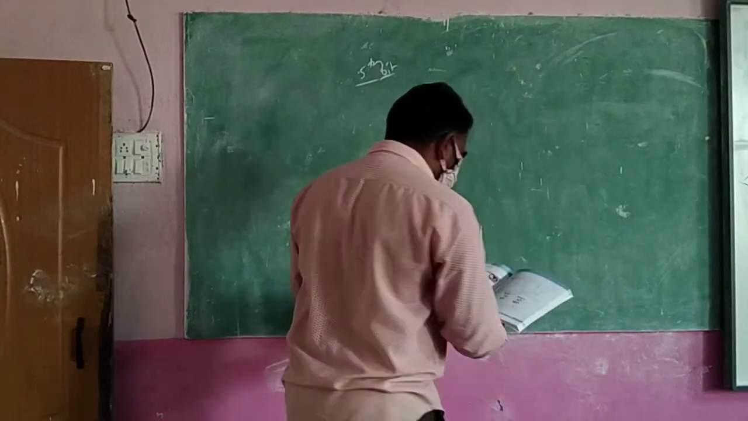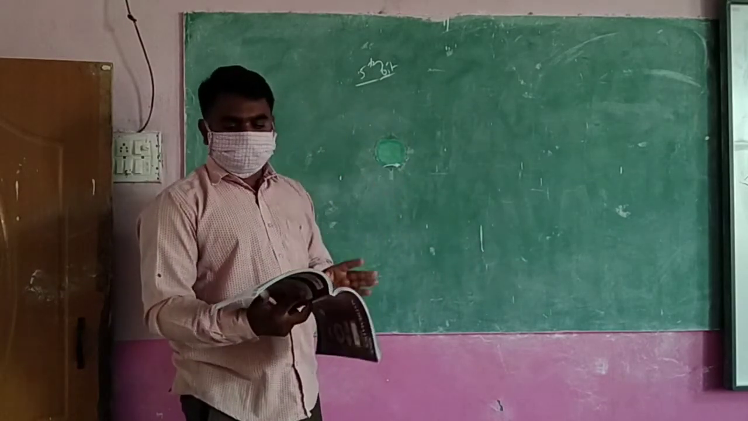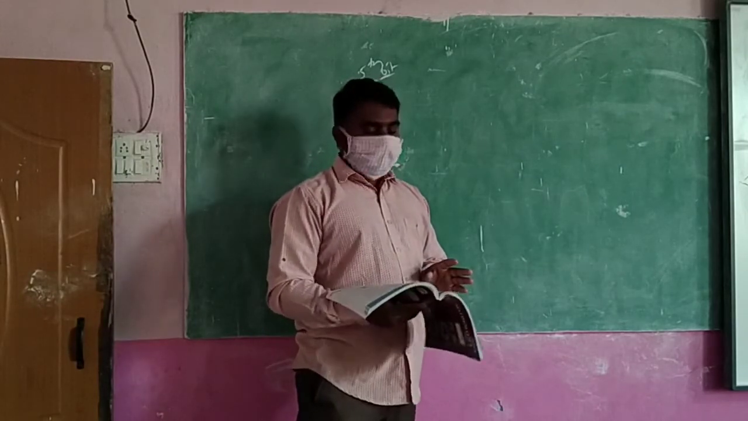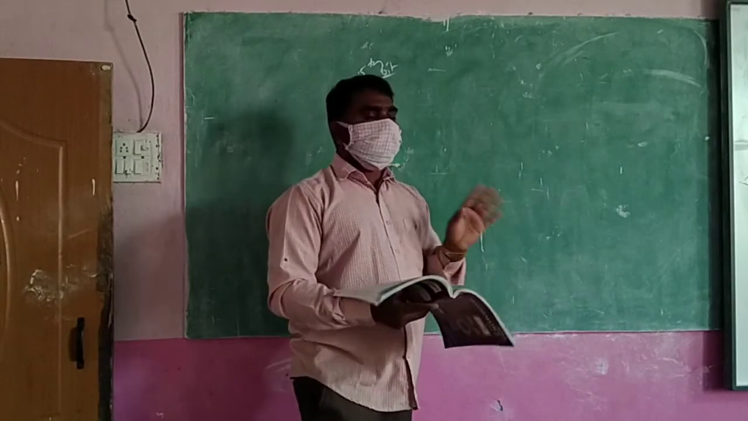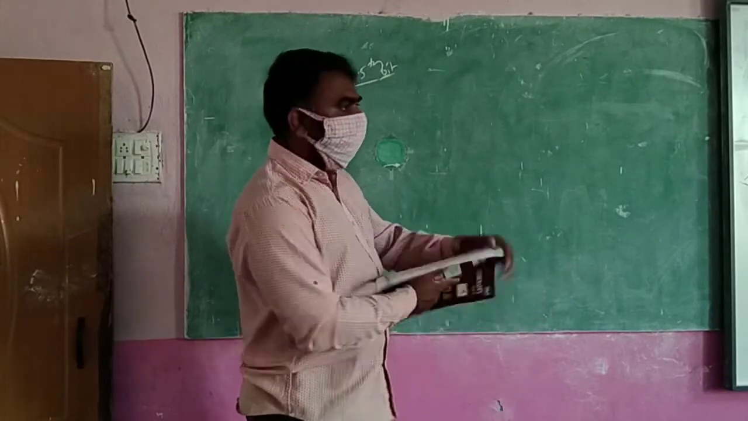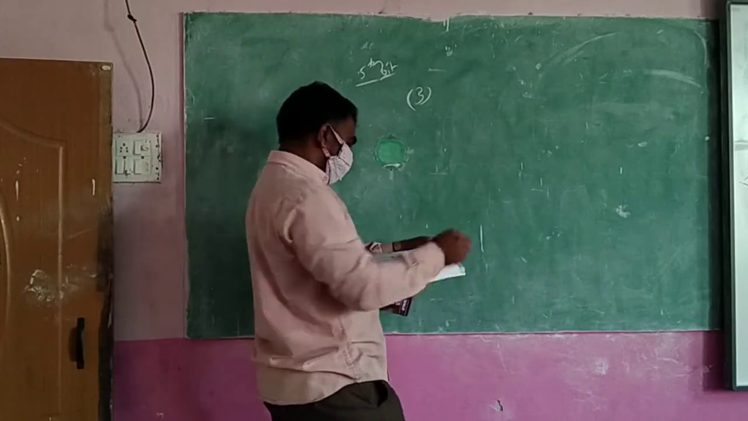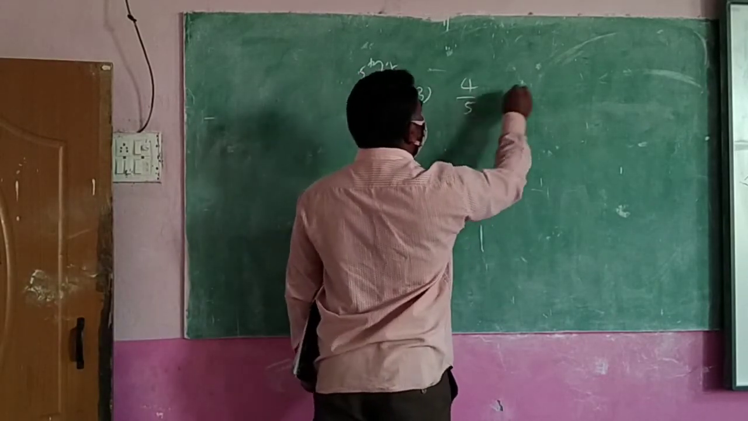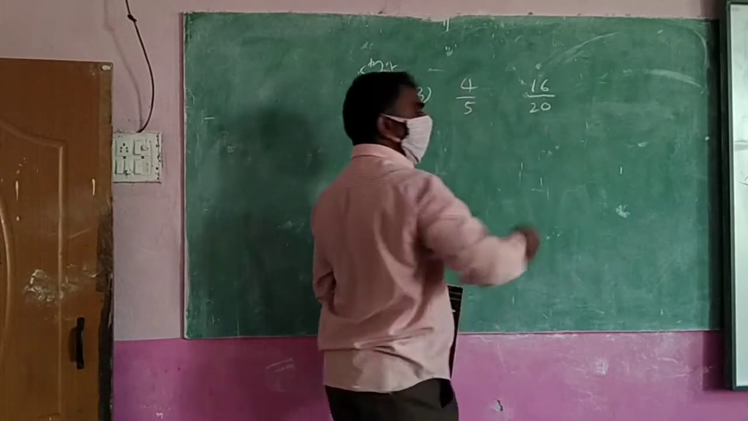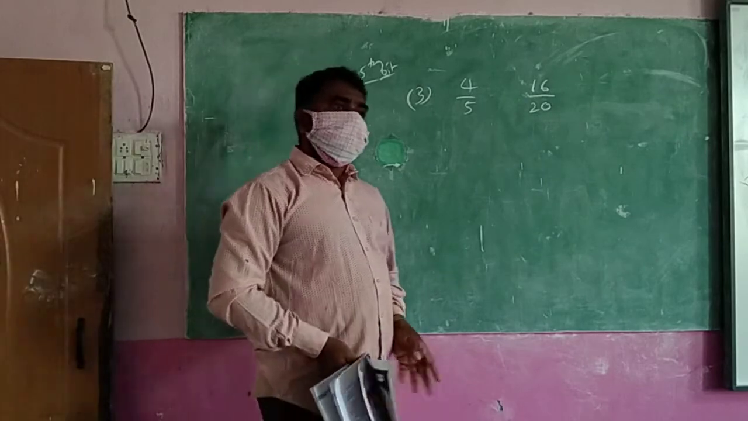So in the fifth bit, two fractions are given. Are they equal or not? Suppose you see the third question here. What is the third question? 4 by 5 and 16 by 20. Are they equal or not? He is asking. No, directly you can't say.